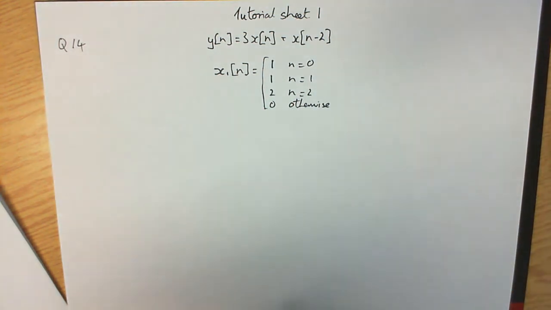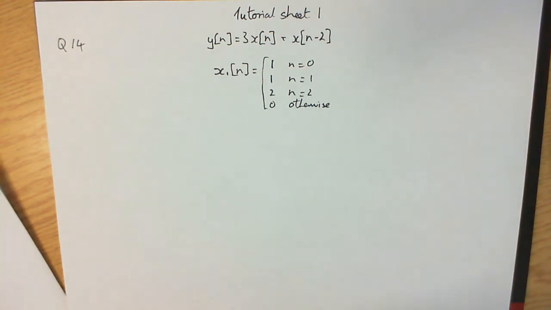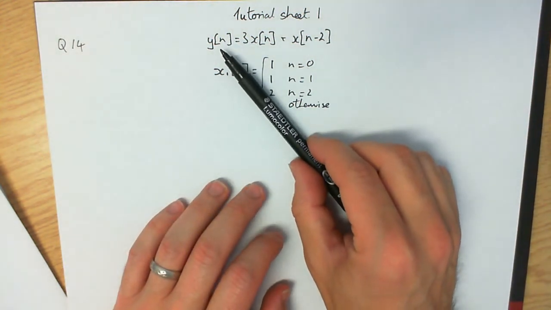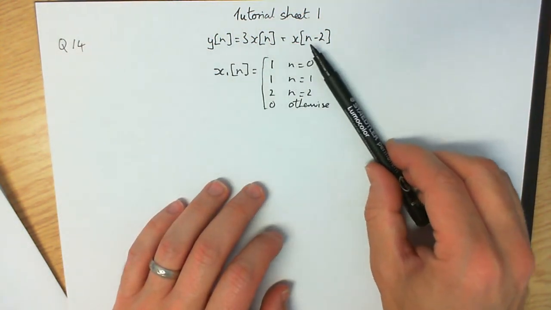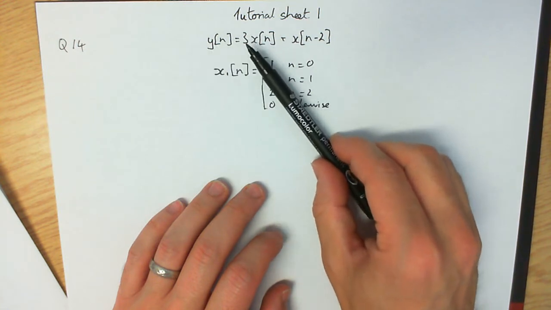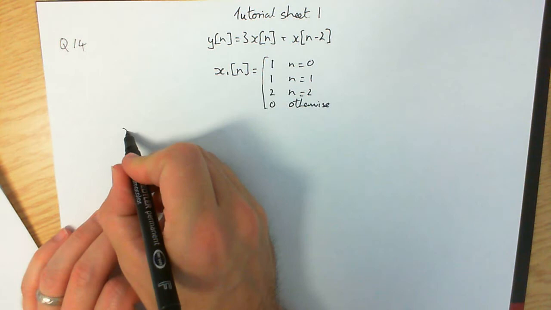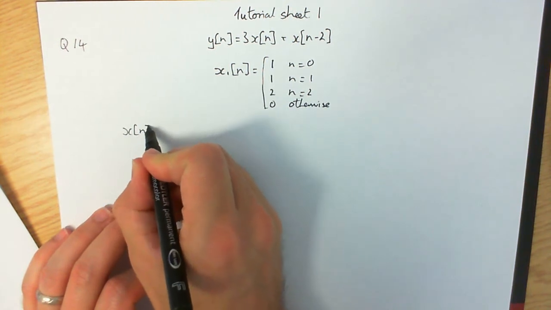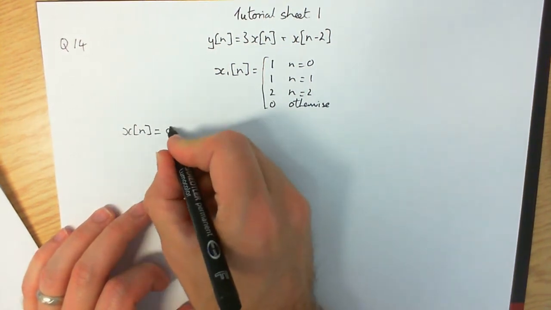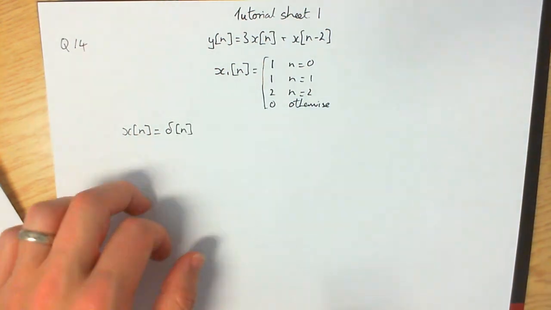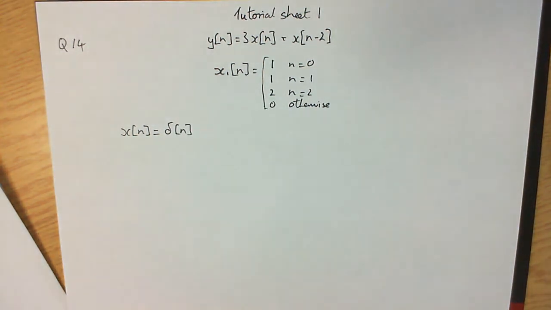So we're asked two questions here. First of all, obtain the impulse response. Well, this is relatively simple because we're already given an equation which describes the output as a form of the input. So what we're saying for the first part is that x of n is a delta, an impulse.